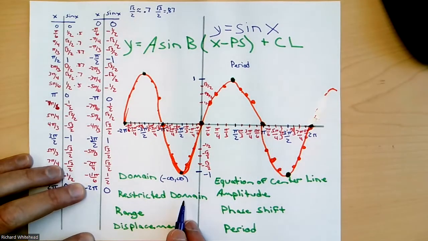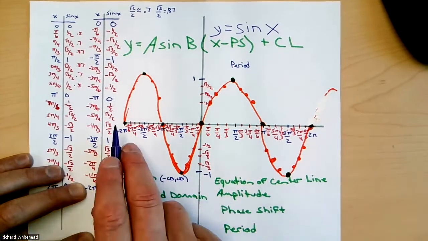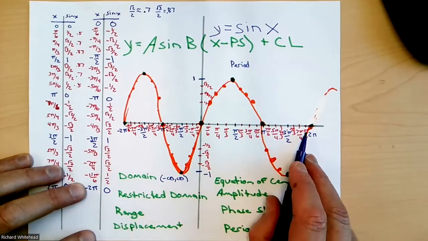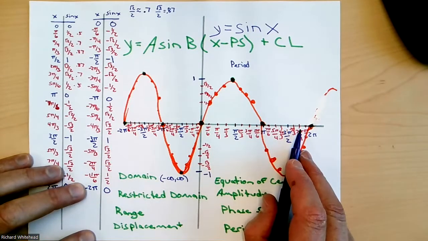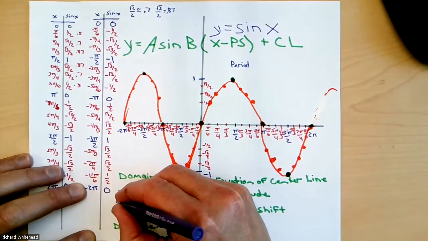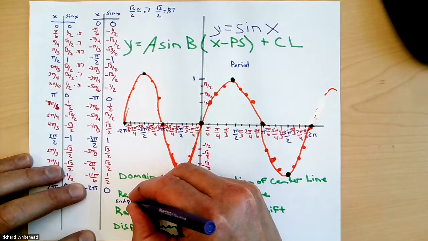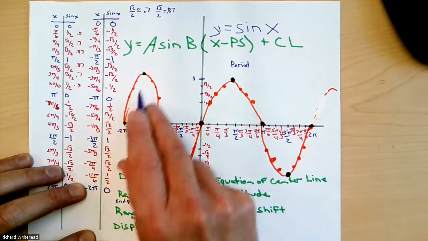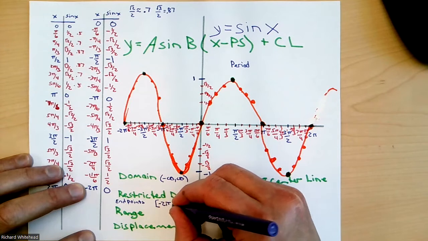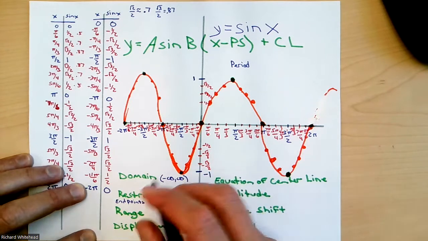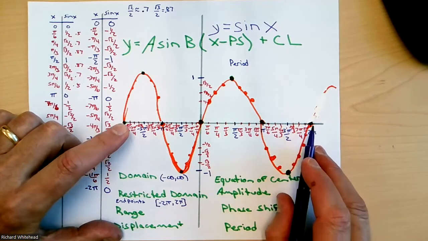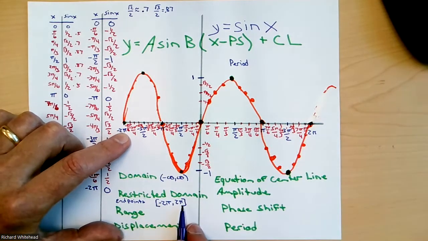But then, what the heck is a restricted domain? Well, restricted domain is just basically what we're graphing. So what we're graphing is between negative 2 pi and 2 pi, just our two periods. So the restricted domain is essentially just going to be your endpoints. It's continuous, one nice curve. So your restricted domain is going to be negative 2 pi to 2 pi. It's basically just taking the endpoints that we came up with, and that's what we're graphing between the two endpoints.